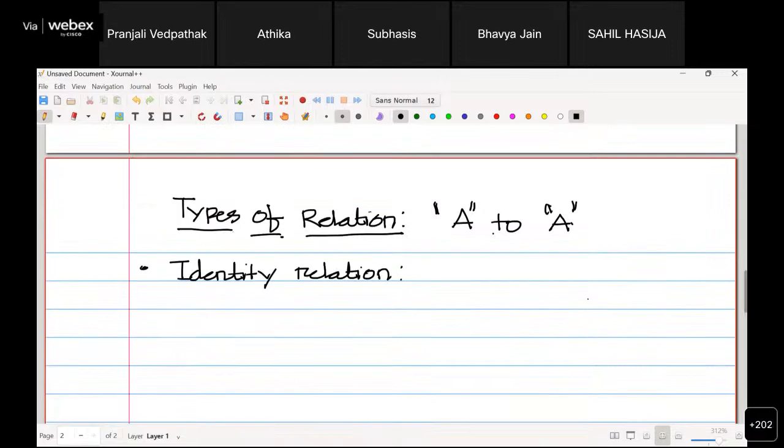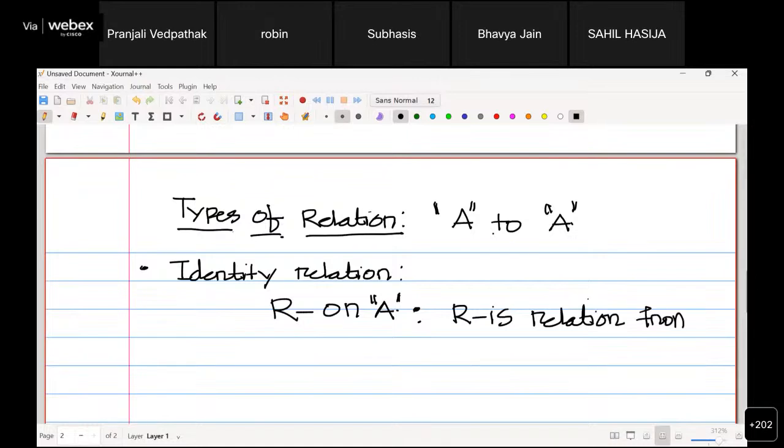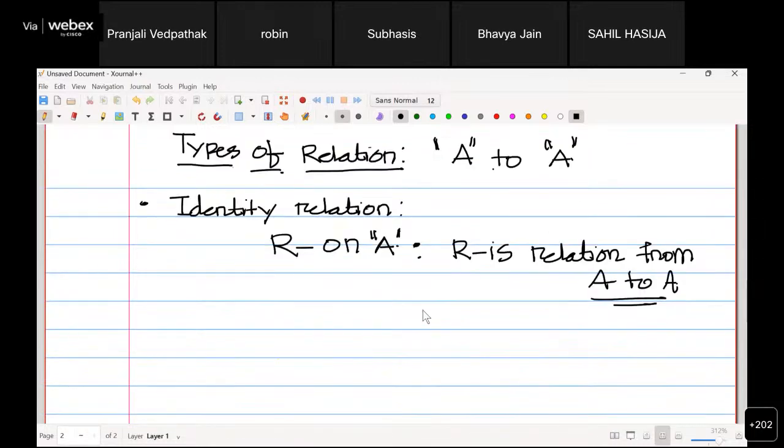So suppose R is a relation on A. When I'm saying that R is a relation on A, you have to take it like this: R is basically a relation from A to A. So both A and B are the same. Suppose R is a relation on A.